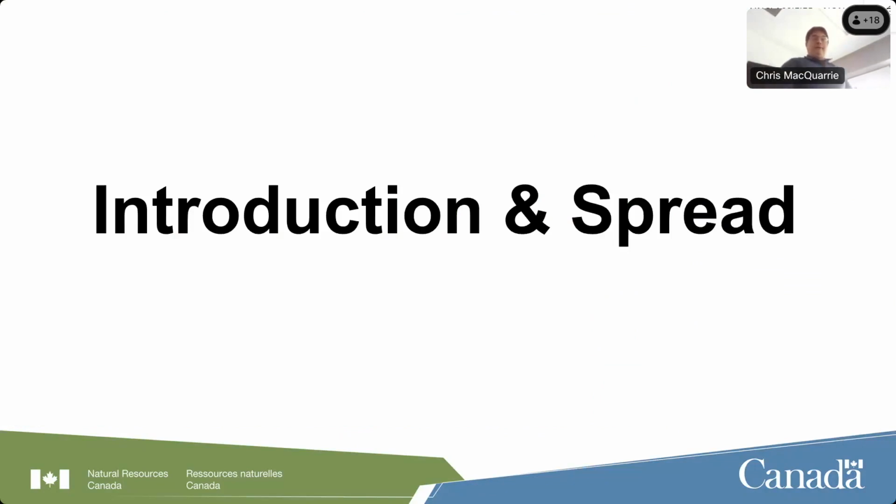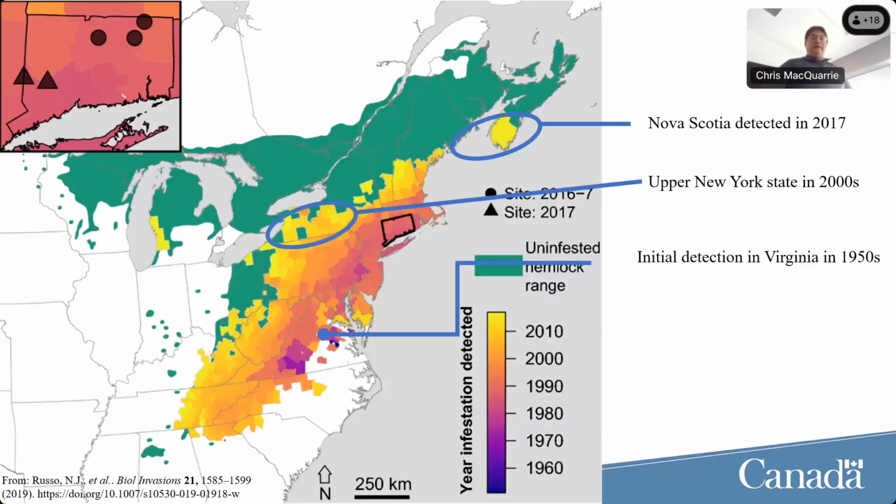So let me talk a bit about the introduction and spread into North America. It was initially detected in Virginia in an arboretum in the 1950s, probably brought over on horticulture stock from Japan. And it slowly spread. It didn't really get on the radar until the 1990s, when it really started to become apparent in places like Connecticut, where a lot of the initial work was done. It was found in upstate New York in the early 2000s, and then in Nova Scotia we found it in 2017. And then I'll talk a little bit about Ontario here in a bit.